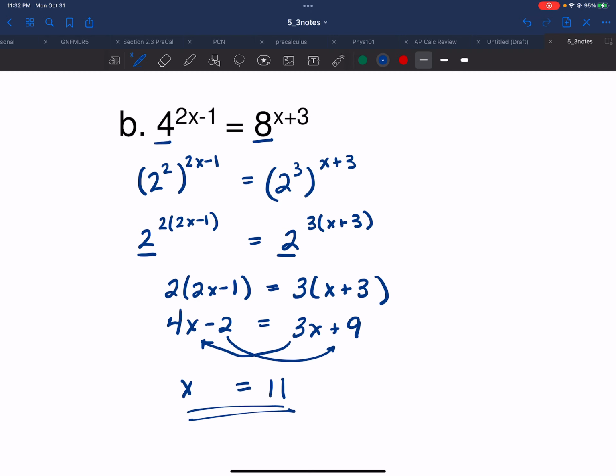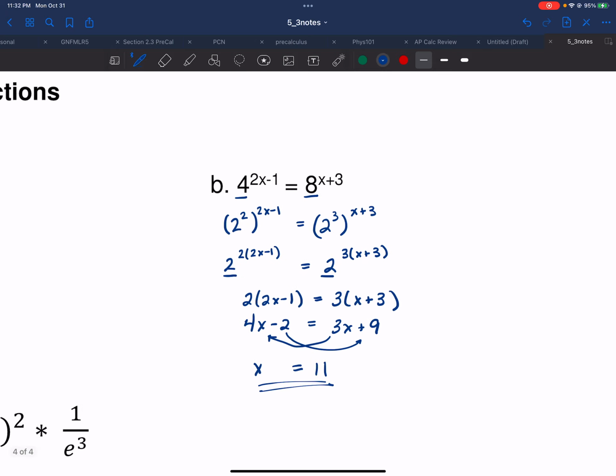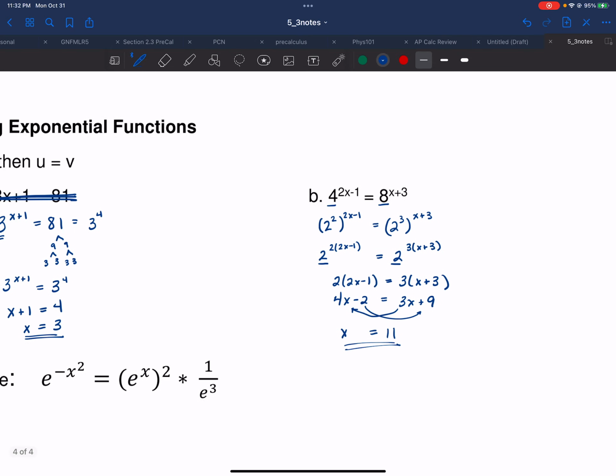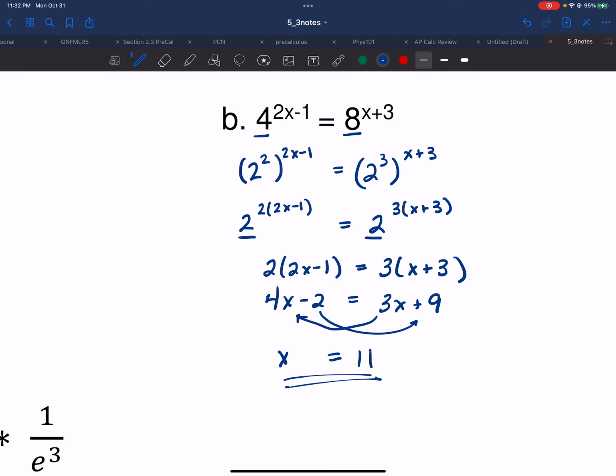So I'm able to solve what look like horrendous problems fairly easily by getting the same base and then setting those exponents equal to one another. Okay, well, now let's look at one that's a little bit crazy.